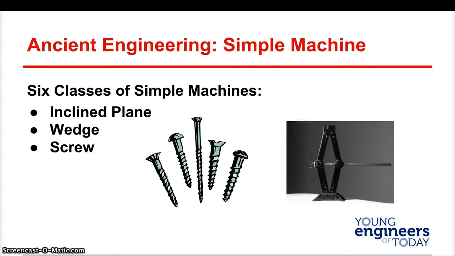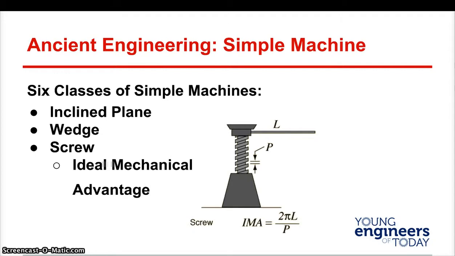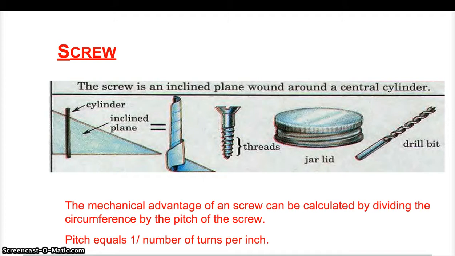And then the last one we went over in the previous class was the screw. Here is the IMA formula, and let's look at that in a more simplistic light. Mechanical advantage of a screw can be calculated by dividing the circumference by the pitch of the screw. Pitch equals 1 divided by the number of turns per inch. And basically a screw, which is really cool, is an inclined plane wound around a central cylinder. Now you're going to start noticing that a lot of simple machines are related to one another. They're built upon each other.